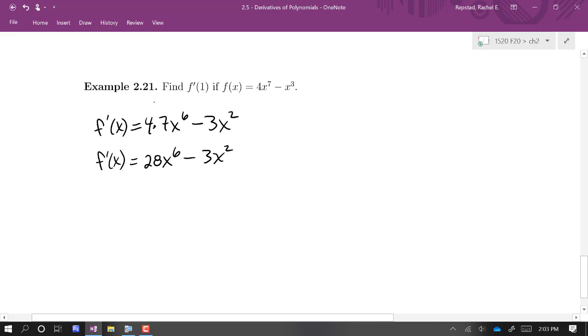Now they want us to find f prime of 1, so let's go ahead and plug in 1. So we get 25.